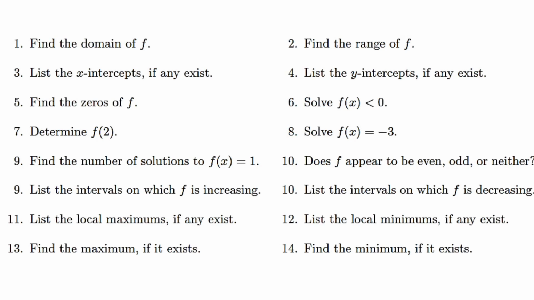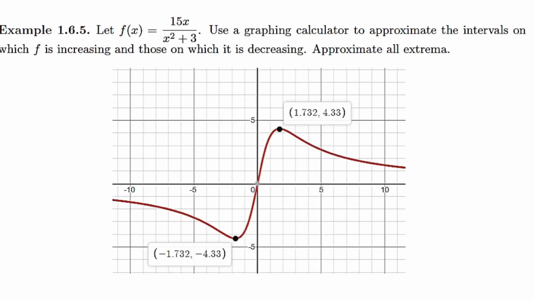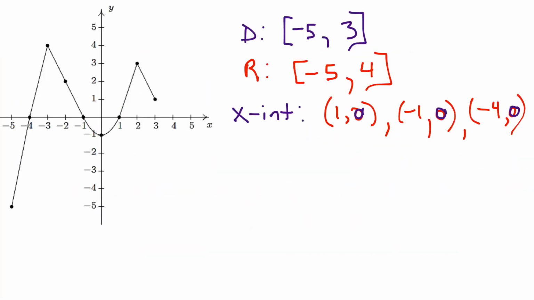Next, number 4, list the y-intercepts, if any exist. The y-intercepts are the places where it intersects the y-axis. So here's a y-intercept right here. The y-intercept as an ordered pair would be the point (0, -1). So the x-coordinate of a y-intercept is going to be 0.